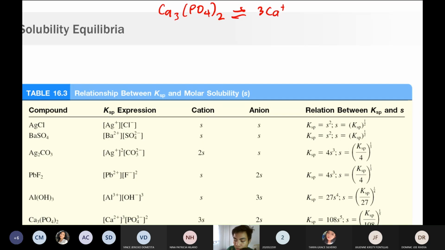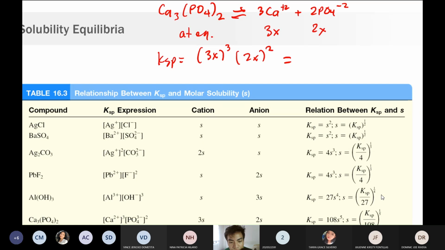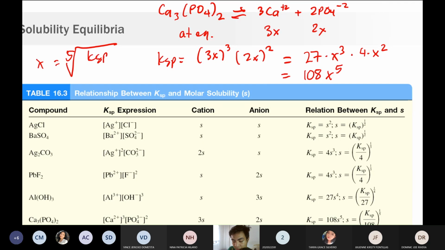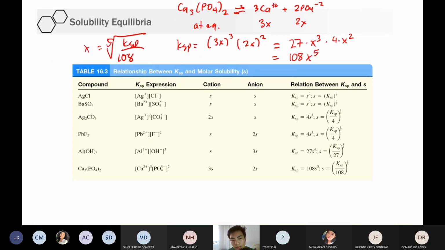So for calcium, that will be 3 calcium 2 plus, and then we will have 2 phosphate ions. At equilibrium, the concentration of calcium will be 3x. For phosphate, that will be 2x. If we write the KSP for this expression, we will get 3x cubed times 2x squared. So what's 3 cubed? Again, that's 27 times x cubed times what is 2 squared? 4 x squared. Okay, so we multiply the numbers. 27 times 4 is 108. Dun lumabas yung 108 dito sa table natin. So 27 times 4 is 108 x raised to 5. X cubed times x squared is x raised to 5. So that's why if you want to solve for x, that will just be the fifth root of KSP divided by 108. So yan, kahit hindi na kayo mag-ice table, that's okay lang.